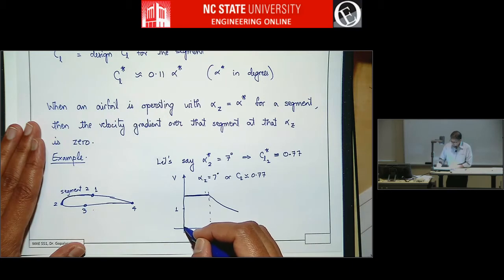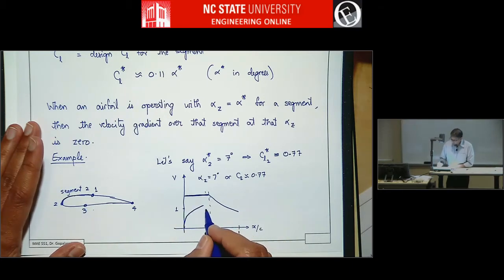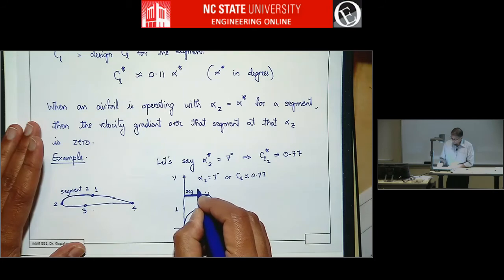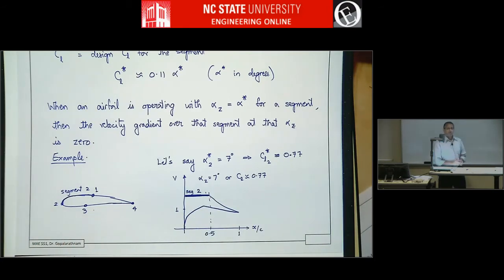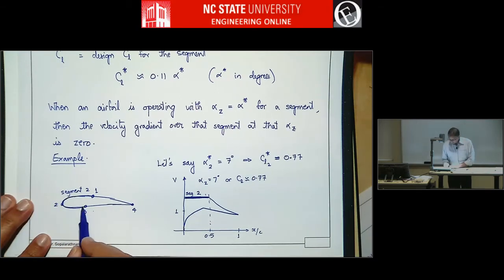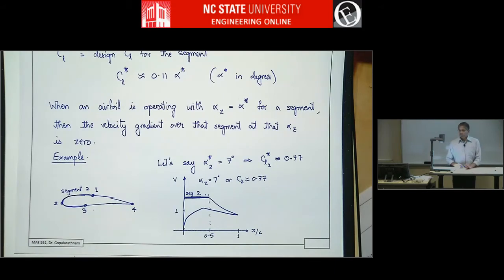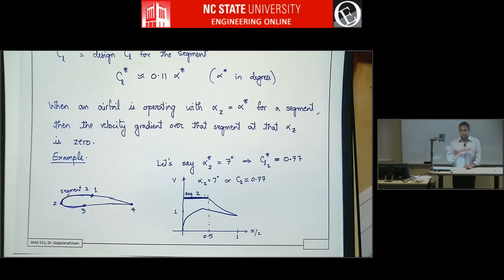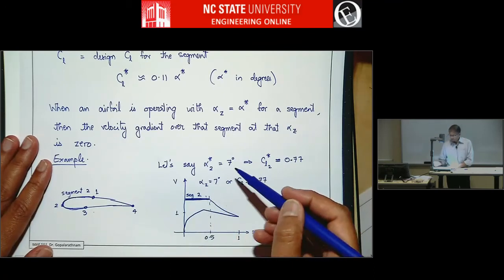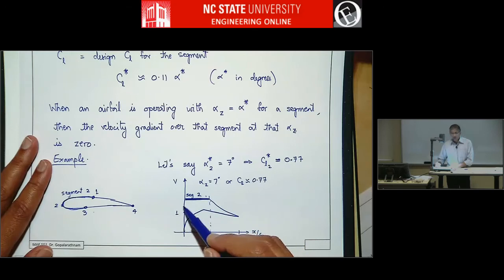And the lower surface may be doing something else. So 3 is here, maybe it will do this. But this is the segment we are interested in. This is segment 2. So segment 2 will have 0 velocity gradient when alpha z equals alpha star of this segment. Like that, the alpha star for this segment may be 2 degrees. Then if you put alpha z equals 2, this segment will have a flat velocity distribution. Which means if you go to slightly more than 7 degrees, this segment will have adverse pressure gradient. If you go to slightly less than 7, it will have favorable gradient.